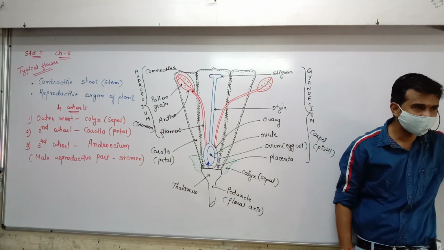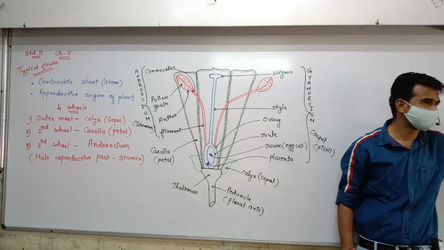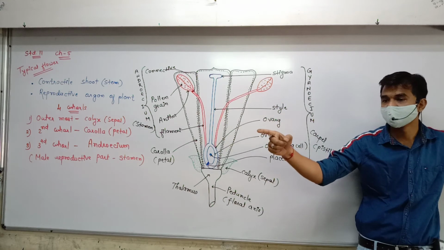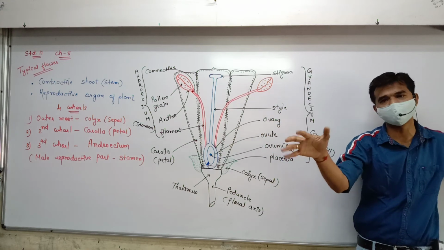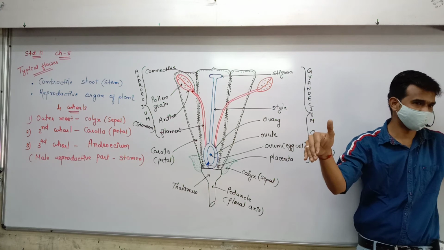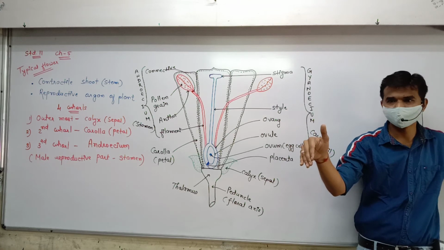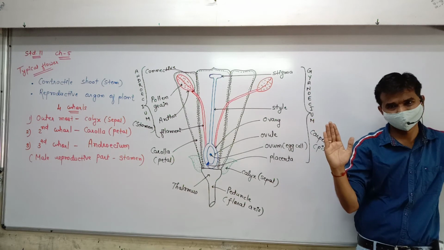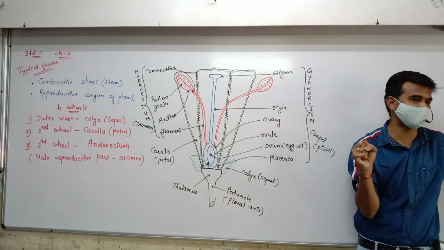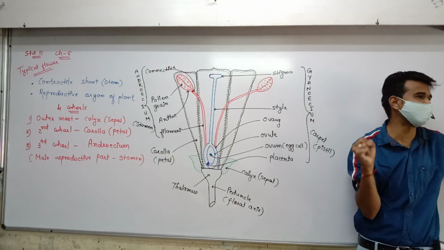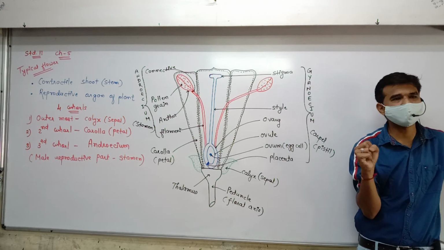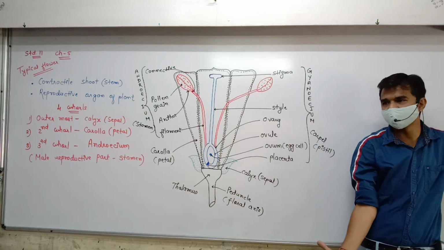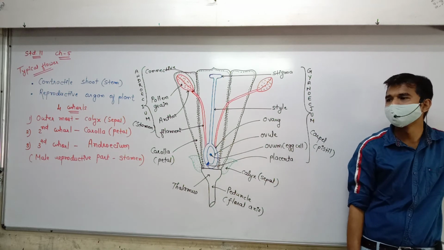But in some plants, at different positions, unisexual flowers are also located. Just for example, in the maize plant, on the top of the plant male flowers are there, and on the bottom of the plant female flowers are there.